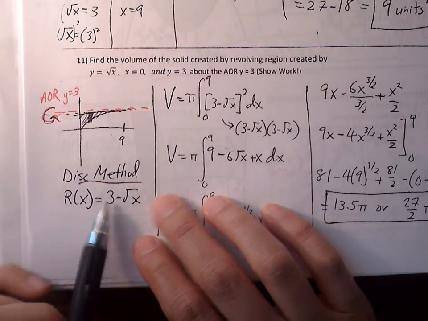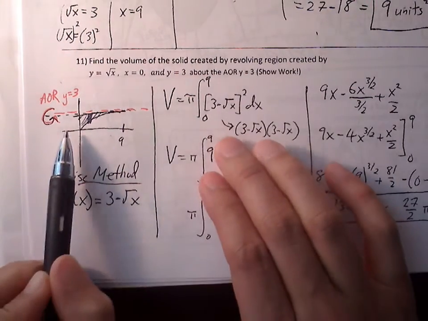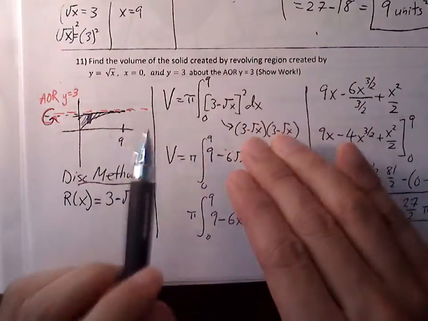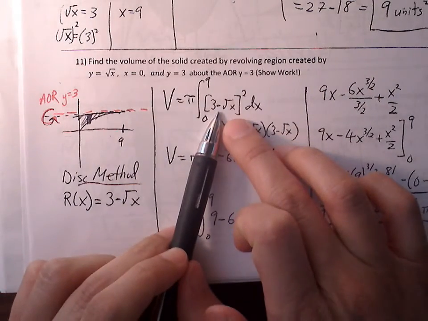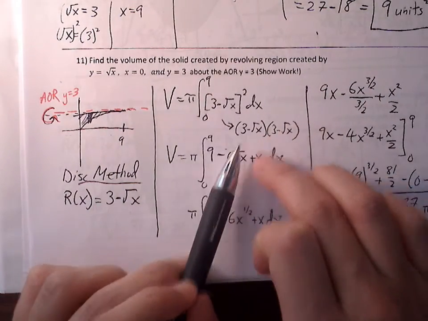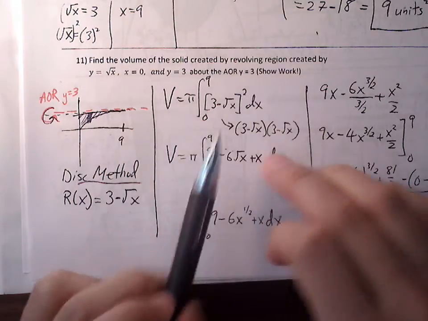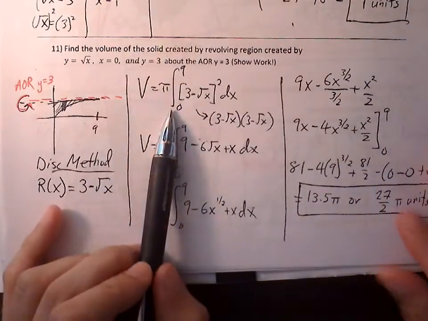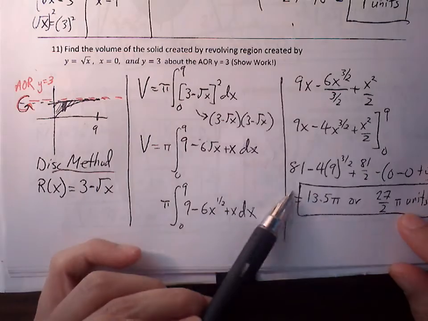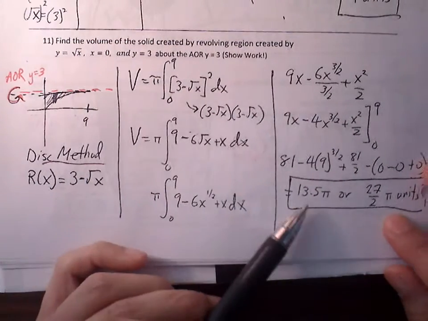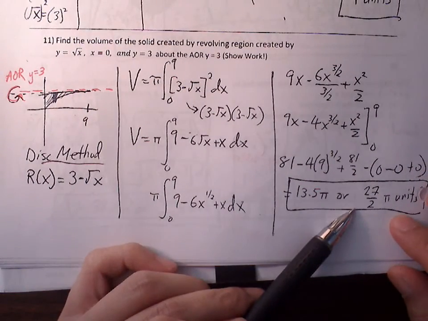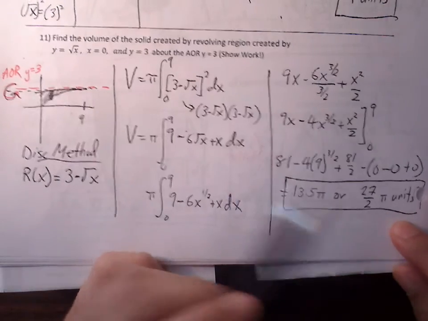Then we do top minus bottom, 3 minus root x. Bound is carryover from previous problem, from 0 to 9. So big radius squared. We can either work this out, power rule, distribute, or plug in the calculator. Integral from 0 to 9 gives us 13.5, and then we just add pi to our answer, or 27 over 2 pi cubic units.